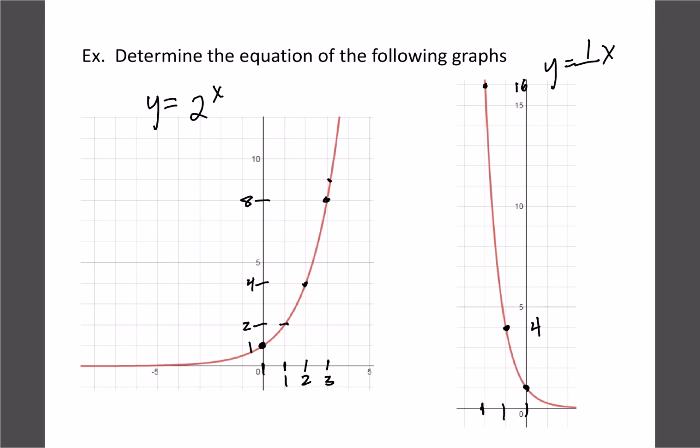We went from 16 to 4, from 4 to 1, and if we kept going at positive 1, we'd be at a quarter, and you can see it's just getting smaller and smaller. So in this case, we're basically dropping.